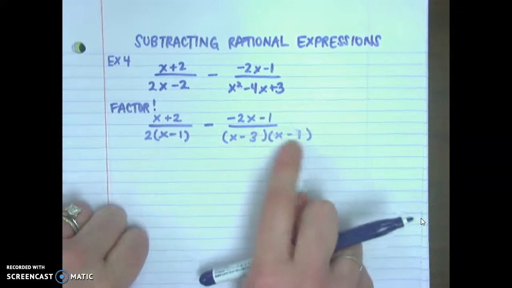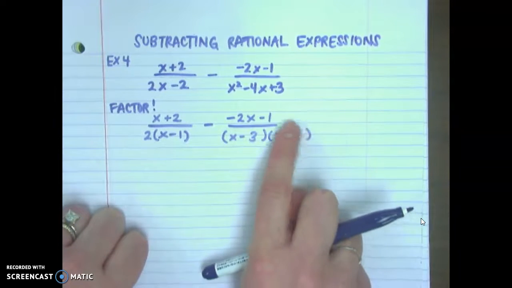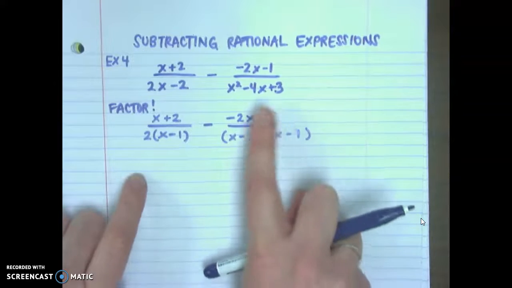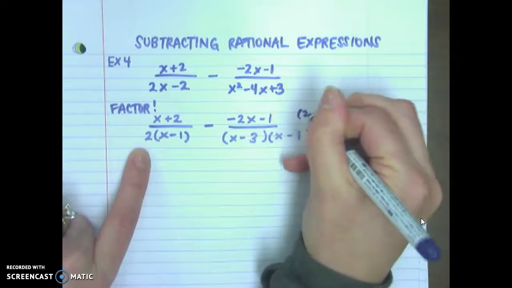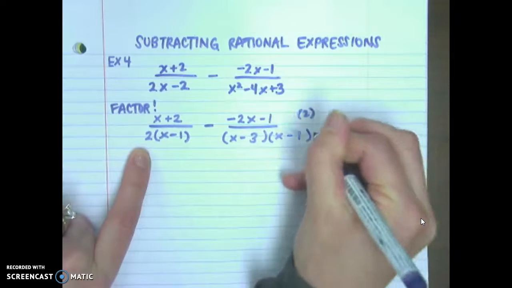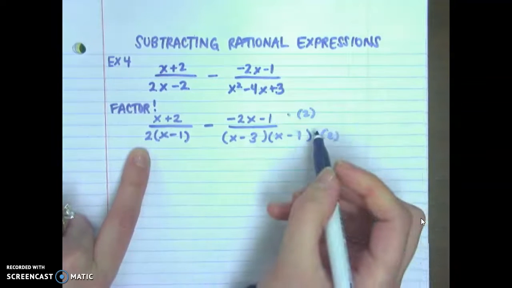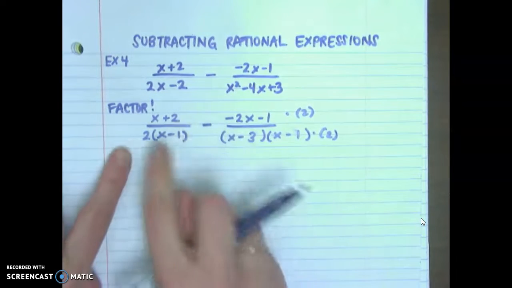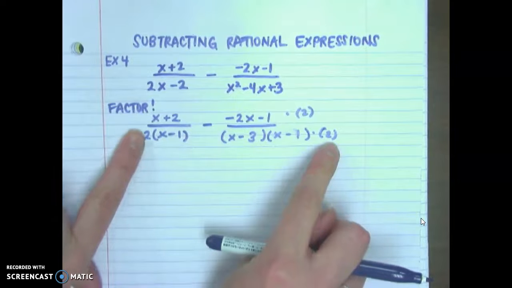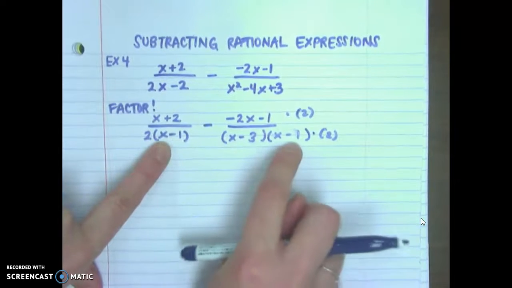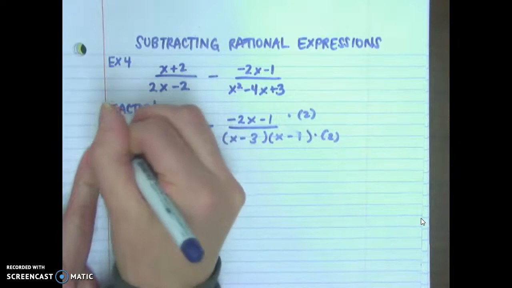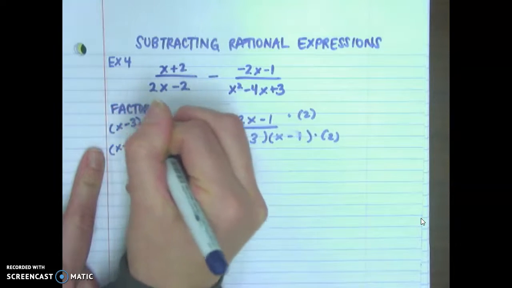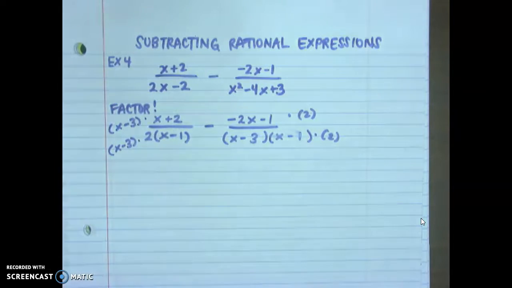The second expression is missing the factor, or the constant, 2. So I need to multiply both the numerator and the denominator by 2. For the first expression, I have a 2, so those match now. I have an x minus 1, that matches. I'm missing x minus 3. So that's the factor that I multiply the first expression by.